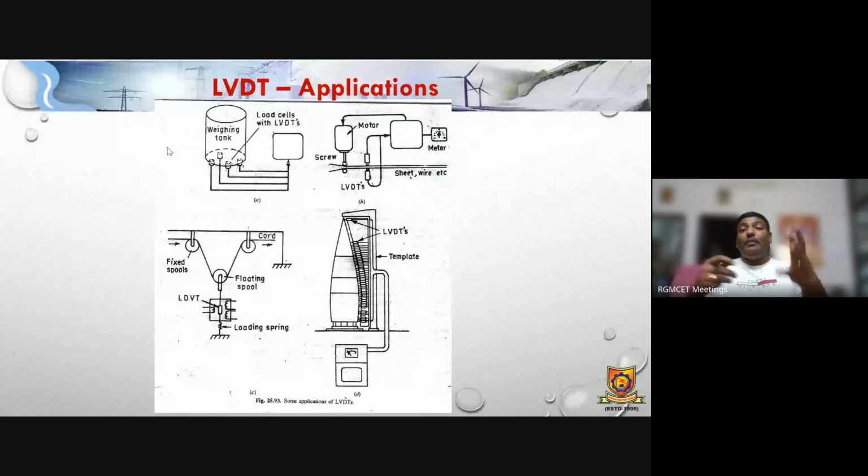What will happen? You need to apply more amount of pressure, or else you need to adjust the distance between the two rollers. Okay, the two rollers are connected to the two ends of the LVDT, so that equal thickness of the metal or material can be maintained.